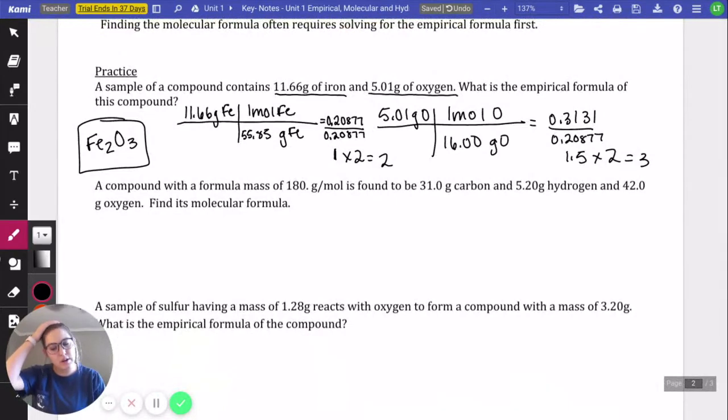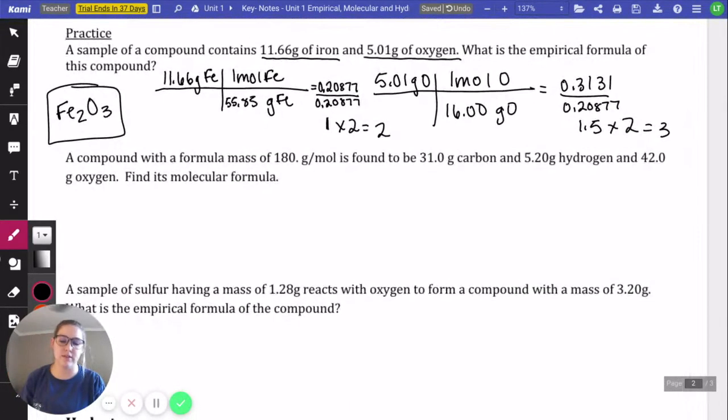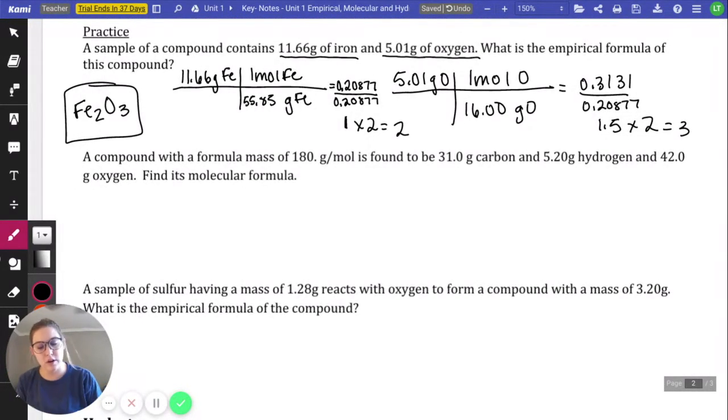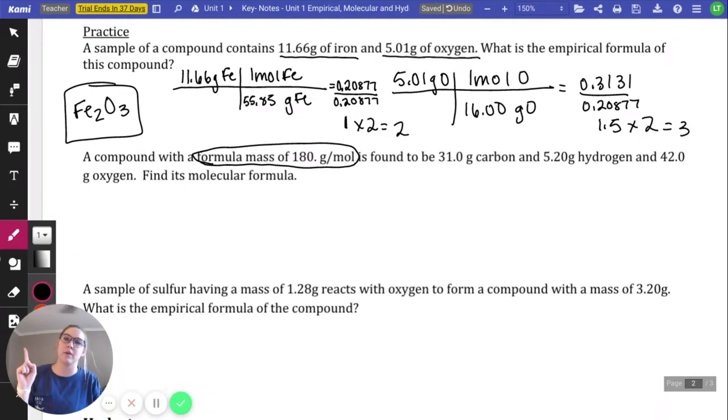So it says a compound with a formula mass of 180 grams per mole, all right, that's going to be important later, is found to be 31 grams of carbon, 5.20 grams of hydrogen, and 42.0 grams of oxygen. Find its molecular formula. You guys notice we're trying to find our molecular formula here, but we don't have our empirical. So we have to find our empirical first, and then once we have our empirical, we can solve for our molecular.